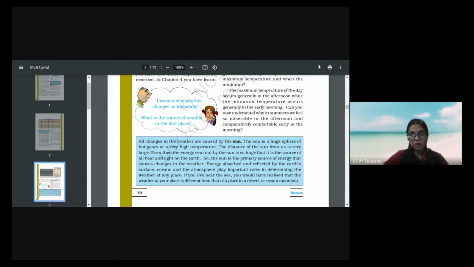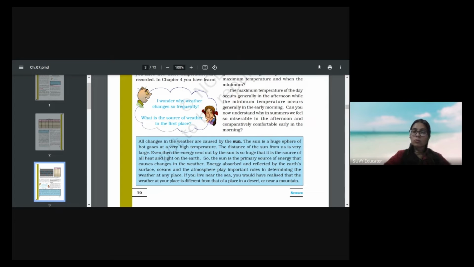Energy absorbed and reflected by the Earth's surface, the oceans and the atmosphere play important roles in determining weather at any place. So what are the elements that tell you about the weather? The sun is the primary source of energy. The surface of the earth, oceans and the atmosphere play an important role in determining the weather at any place. These are the factors responsible for the weather, and the sun is the primary source of energy, heat and light.